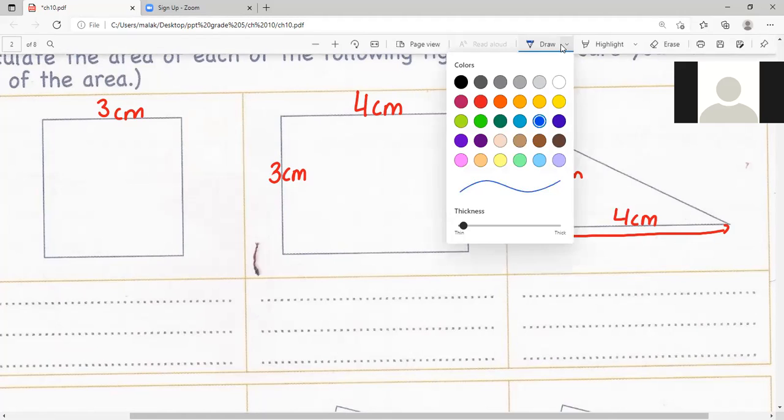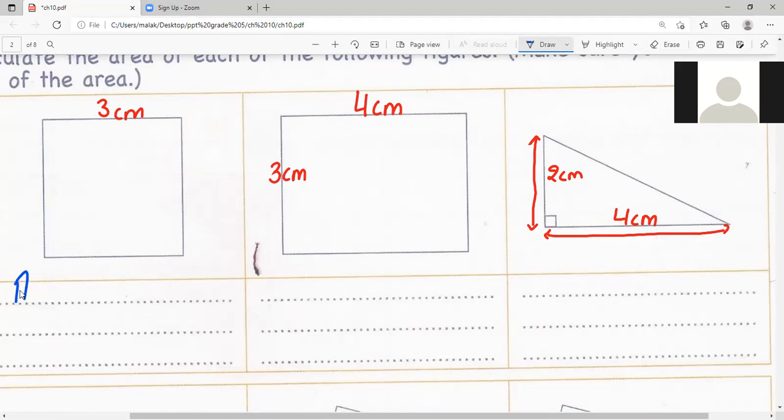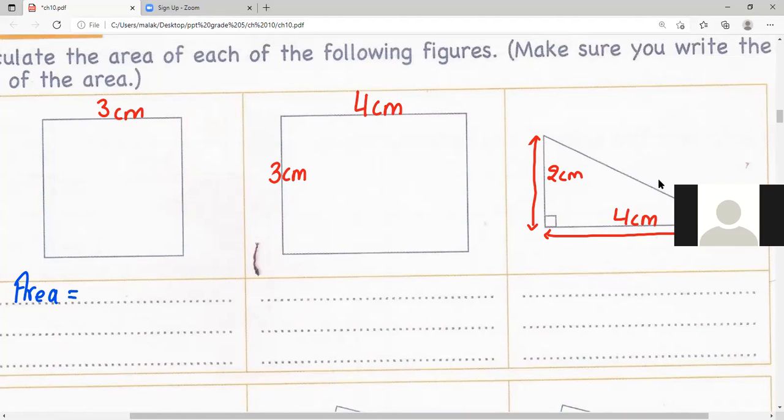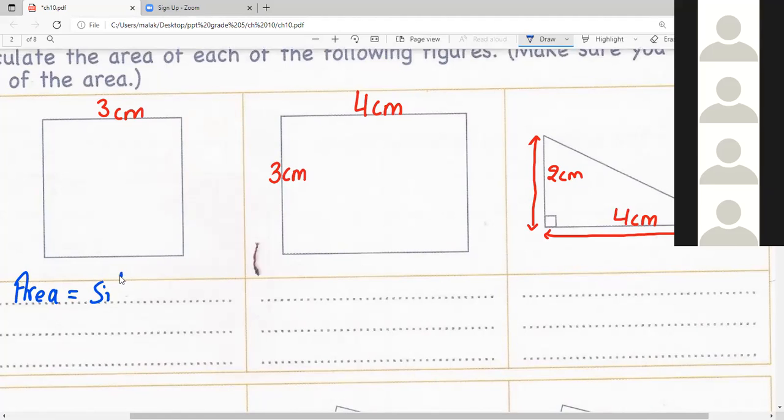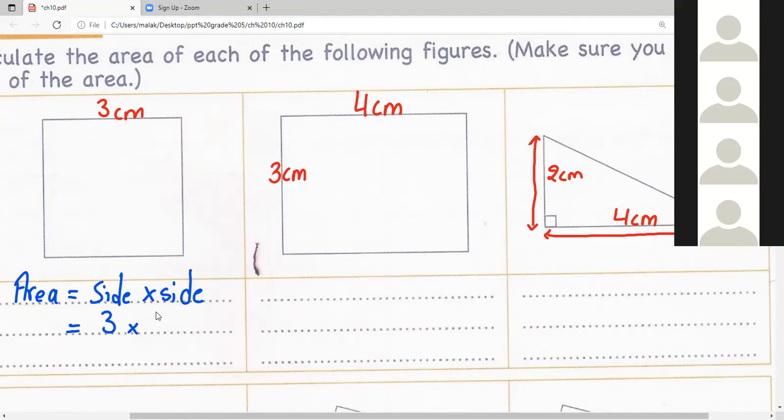The area of the square, the first one. Let's write the rule first. What is the area of a square, Mohammed? The area of the square is side times side. So it's how much? 3 times 3. How much is 3 times 3? 9. Equals 9 centimeter square. Okay, bravo Mohammed.